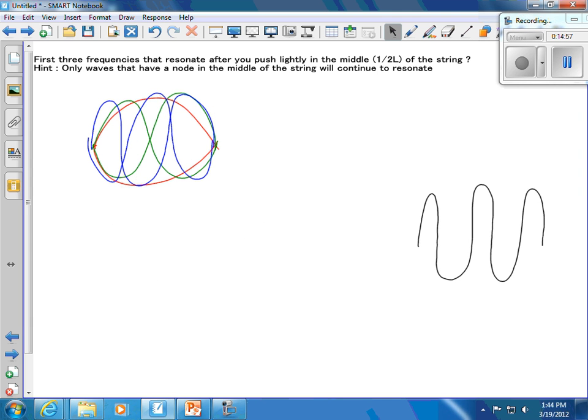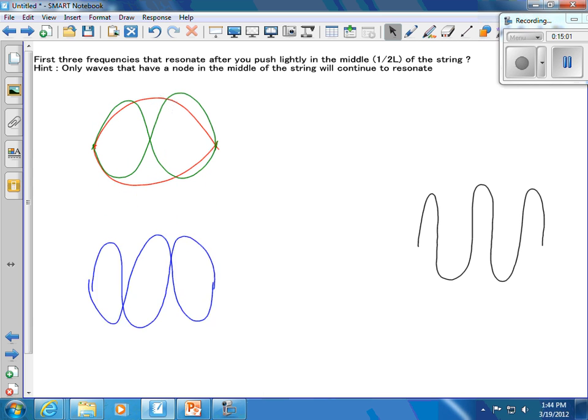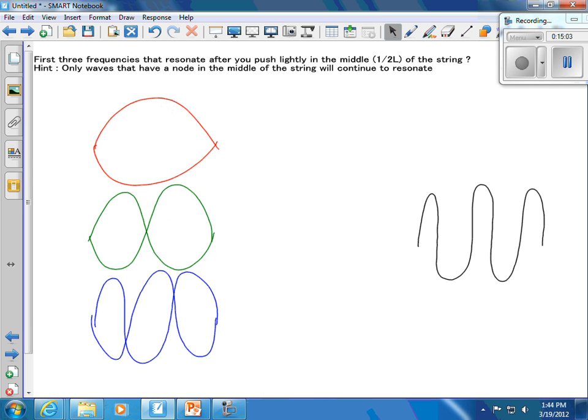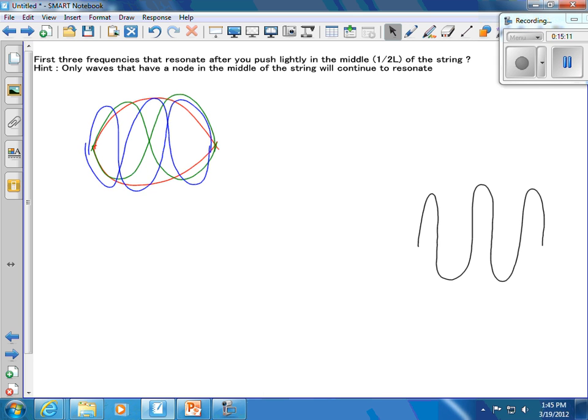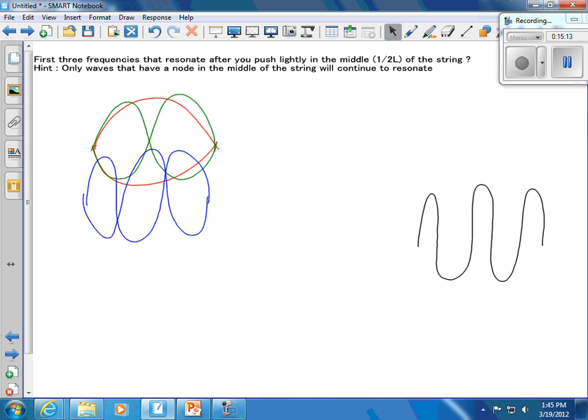So I'll just stop at 3. All of these waves are resonating in that string at the same time: the first in red, second in green, and third in blue. If you press lightly in the middle of the string, you're going to kill the red and blue waves because they don't have nodes in the middle. So the red and blue waves die.